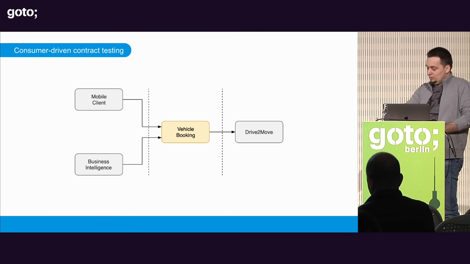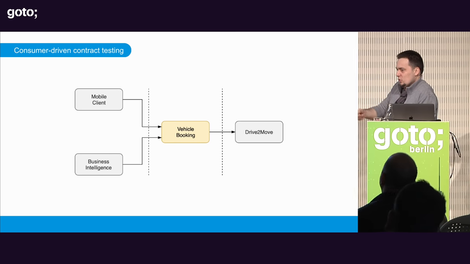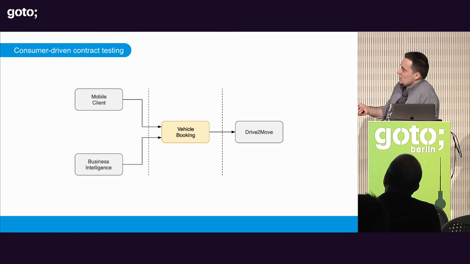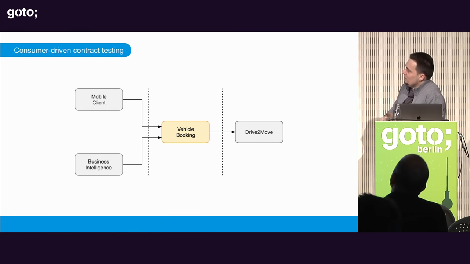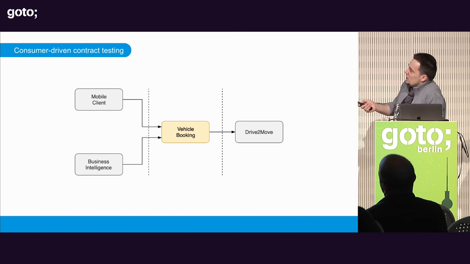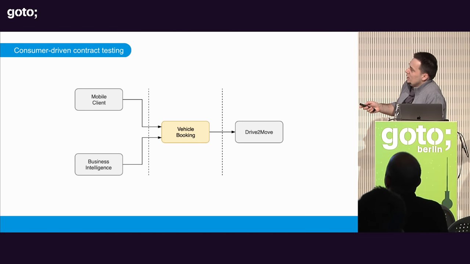Let's have one example. Let's say that we have one service, which is called vehicle booking, which knows how to book vehicles on behalf of users. This vehicle booking has two external clients. It has the mobile client, which the user actually uses, and it has business intelligence, which is, let's say, our internal department wants to keep track of bookings and so on. And this vehicle booking talks directly to our fictional drive-to-move provider, which is outside. How do we work with this vehicle booking service? How do we do end-to-end testing when we have external dependencies, so we cannot just book cars and open doors and so on? It doesn't work. And when we are redeploying this, how do we make sure we don't break our clients and that business intelligence can get their data?